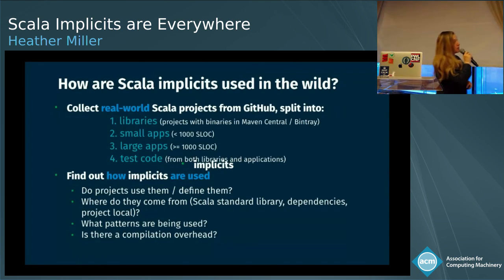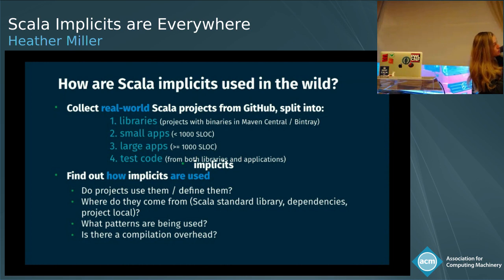What we did in this study, we collected a bunch of real-world Scala projects. I gave you a quick glimpse on the earlier slide, and we split them into a bunch of different categories. So we broke things into libraries, things that are published and indexed as libraries. Small applications, less than 1,000 lines of code. Large applications, over 1,000 lines of code, and then test code, so code from both libraries and applications.